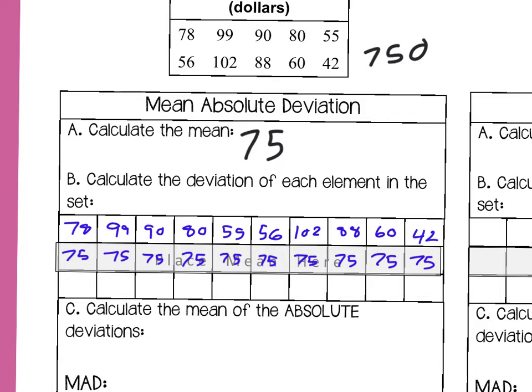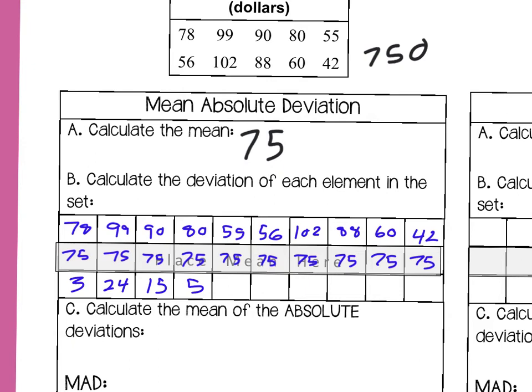Now, we found the mean. This is where the absolute part comes into play. We're going to subtract every one of these numbers from the mean. So 78 minus 75, 3. You can use your calculator again if you need to. So 99 minus 75 is 24. Now we have 90 minus 75. We get 15. Now 80 minus 75 is 5.